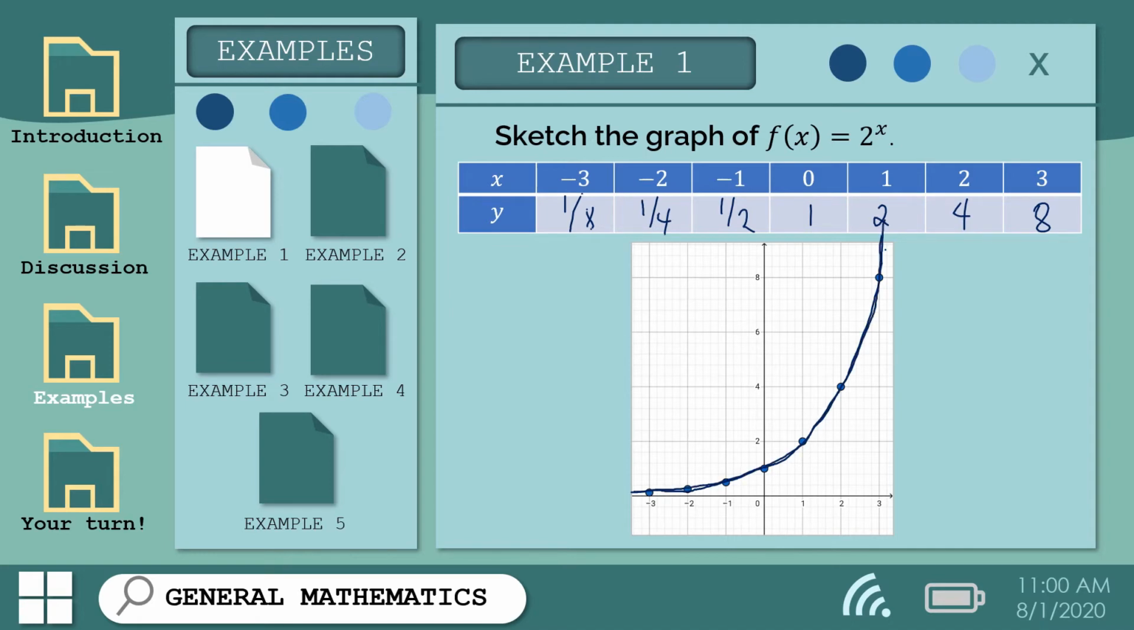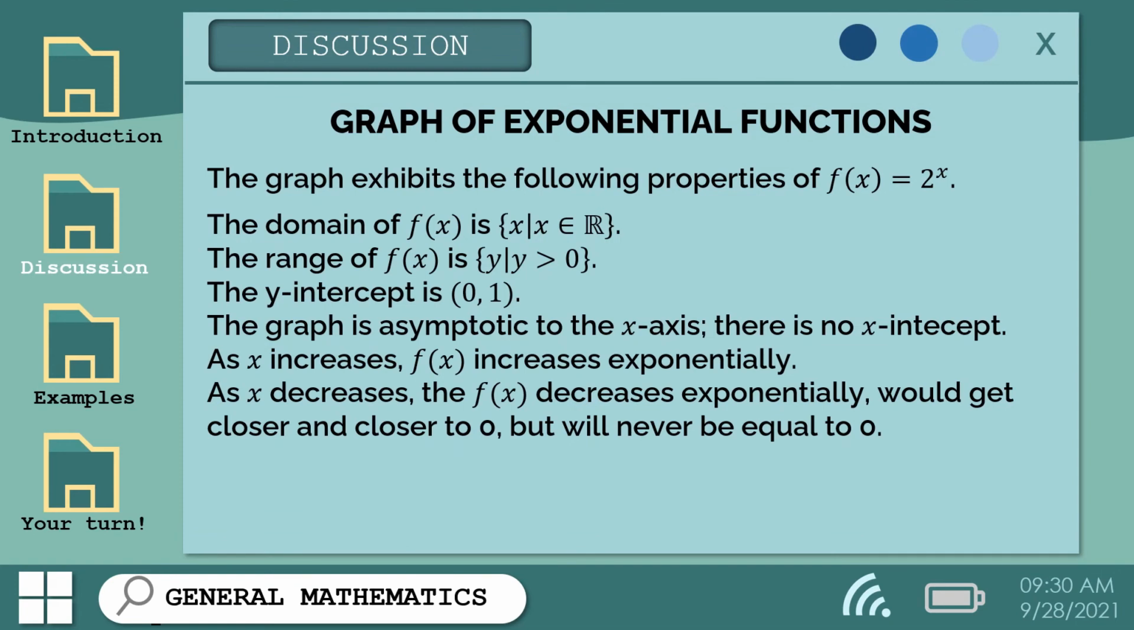Kung i-describe natin yung behavior ng ating graph na 2 raised to x, it follows with these properties. Pakita po natin. Ayan. So, it exhibits the following properties. Wherein the domain of f of x is all real numbers. Yes po. Ang range niya po is greater than 0. Ang y-intercept niya po, ay sabi po natin, is (0, 1). Ang graph po natin is asymptotic to the x-axis or y is equal to 0 at wala po tayong x-intercept. So, hindi po siya tatama sa ating x-axis.